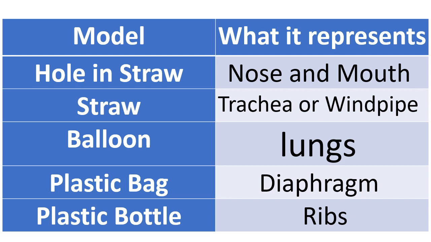So we also made a model of the respiratory system just to get an idea of how it works. So remember, we agreed that the hole in the straw was the nose or mouth, nose and mouth. The straw was the trachea or windpipe. The balloon represented the lungs because that was taking in the air. Plastic bag was the diaphragm, and the plastic bottle represented the ribs.